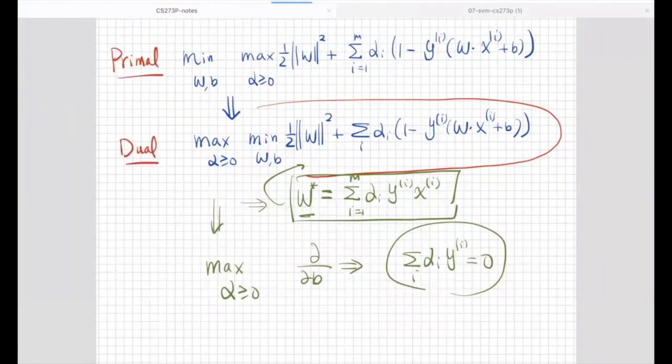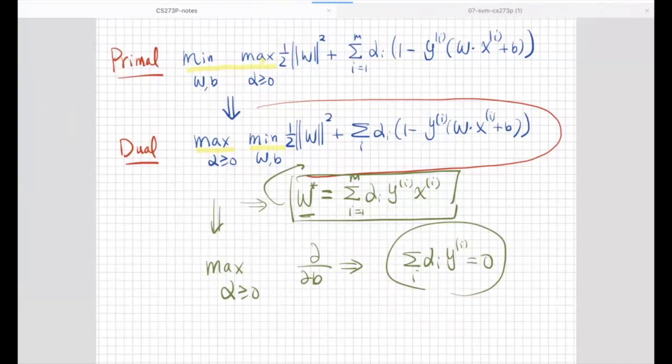The difference is that we switch the order of our operations. We have this min max here. In the primal, we do maximization first and later on do minimization. In the dual, we do minimization first and later on do maximization. So that's the difference between the two. In general, the dual solution is a lower bound of the primal solution.